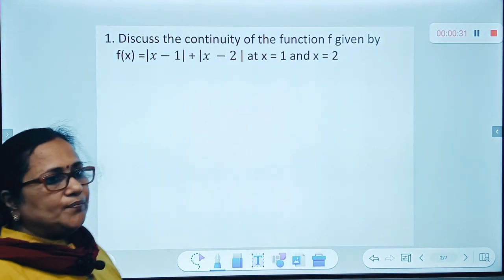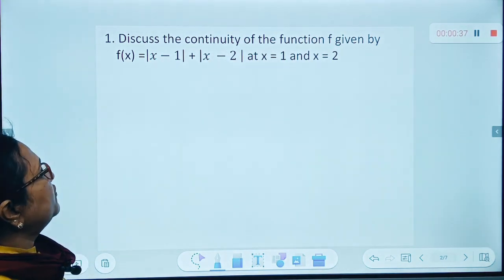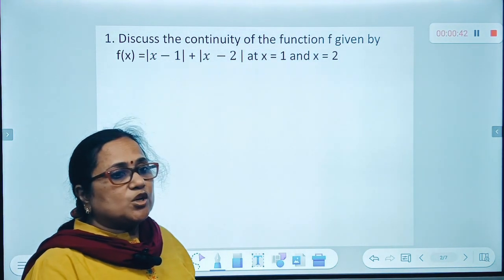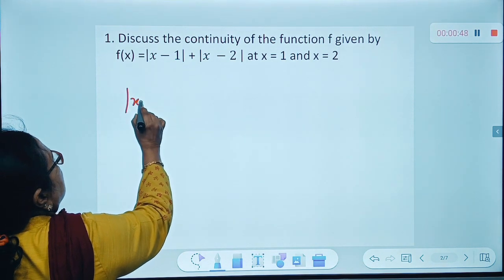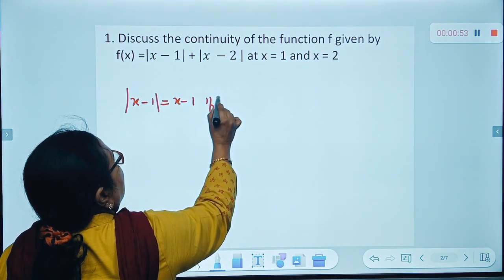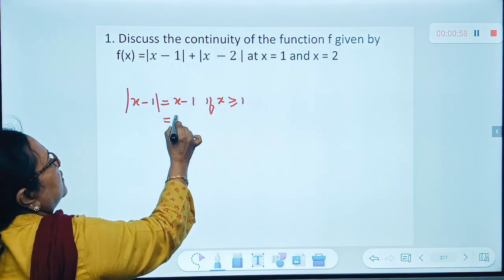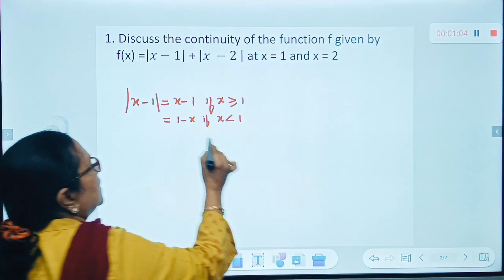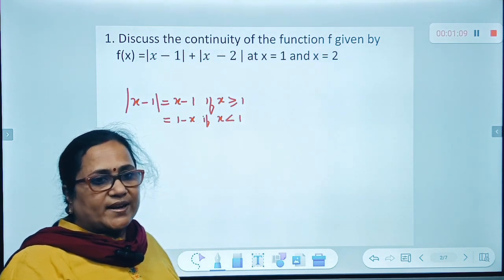Now look at this problem. Discuss the continuity of f given by f of x equal to modulus of x minus 1 plus modulus of x minus 2. We have to discuss at x equal to 1 and x equal to 2. Now, modulus of x minus 1 is equal to x minus 1 if x is greater than or equal to 1. It is minus of that, which is 1 minus x if x is less than 1.